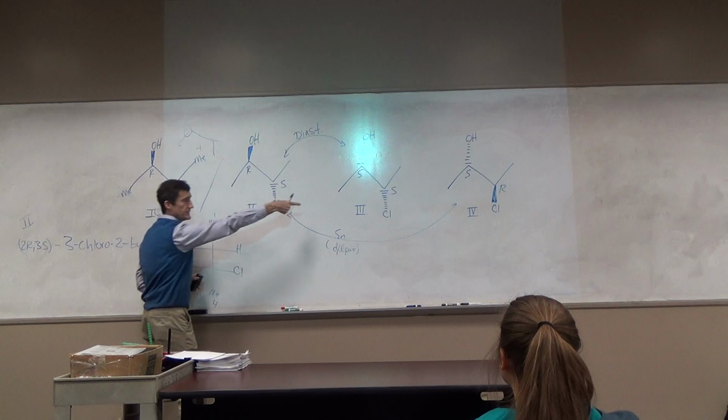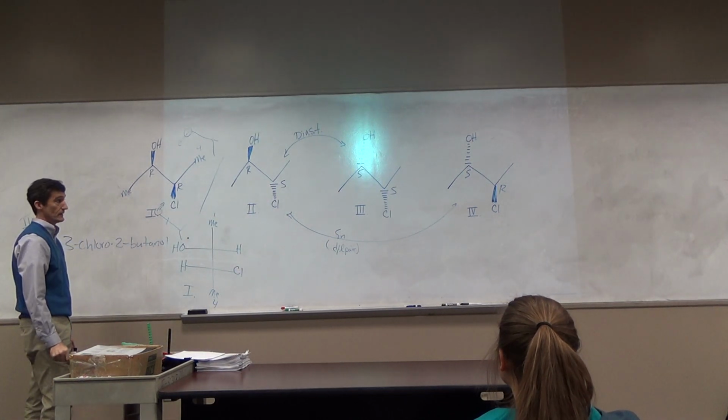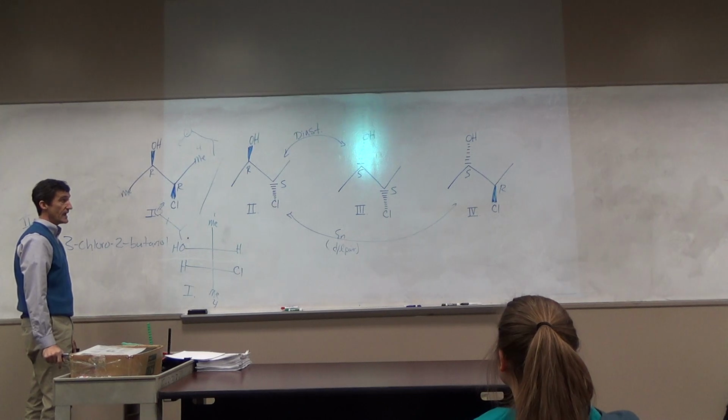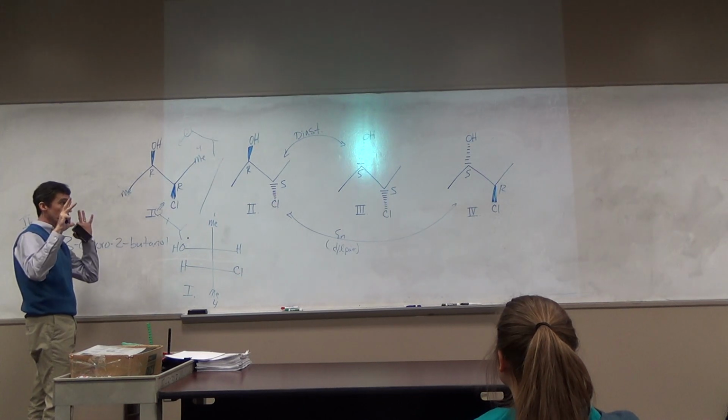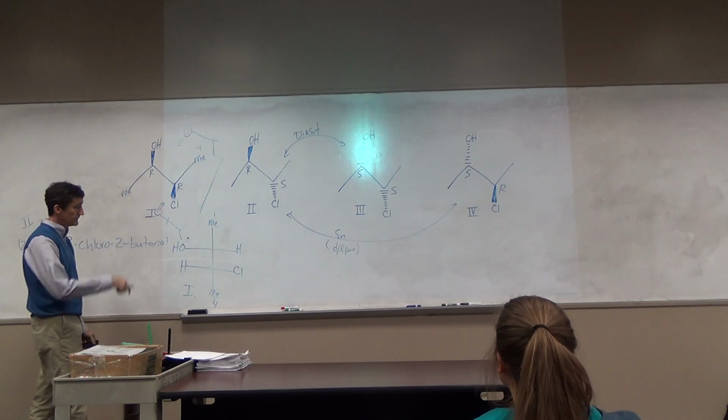Thus, the mirror image is different. Thus, the mirror image is called an enantiomer. Okay? And what we have here is just like your hands. One of them is sort of right-handed, one's left-handed. Okay?